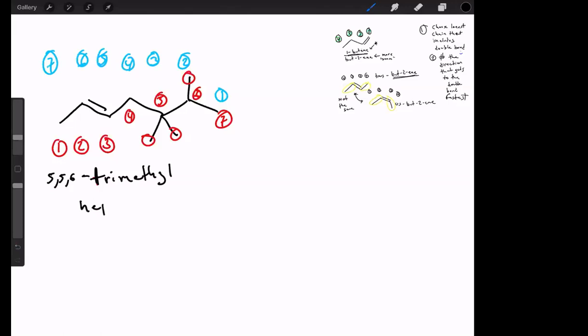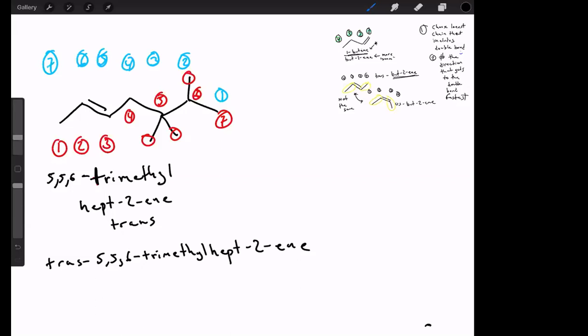It's a heptene, and it's hept-2-ene. And then there's one piece of information we need. It's trans. That's the other piece of information. So putting it all together, stereochemistry in front, then the list of substituents as normal, and then you've got your name.